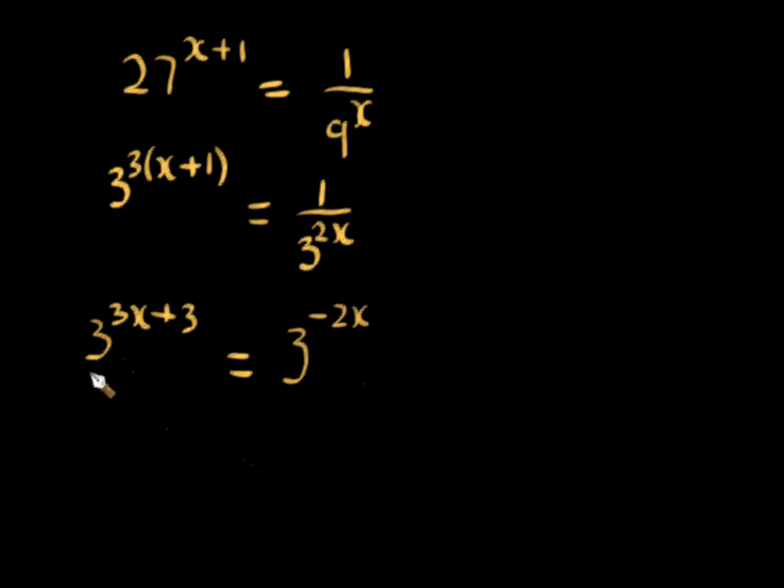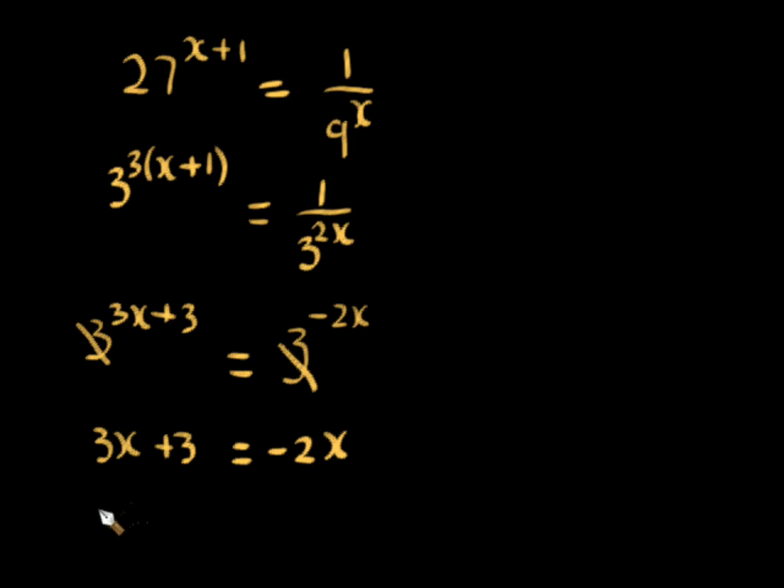Now, we notice that the bases are now equal. So this base cancels out and this base cancels out because they are equal. So we now equate the powers. This gives us 3x plus 3 equal to minus 2x. That is what we have. So what we do now is collect like terms. We move this negative 2x over here and move this positive 3 over here.